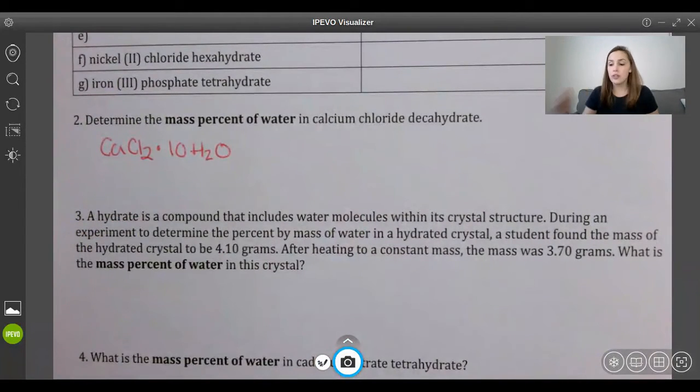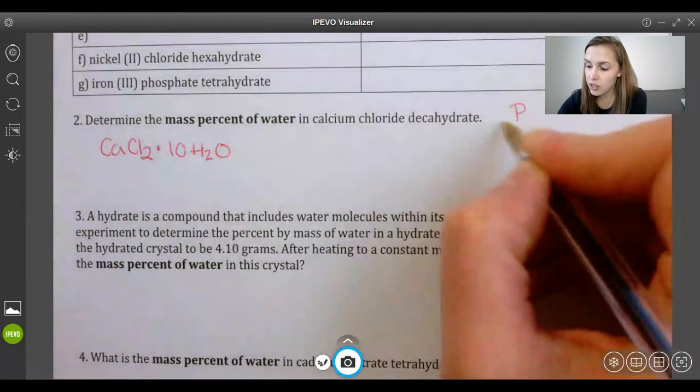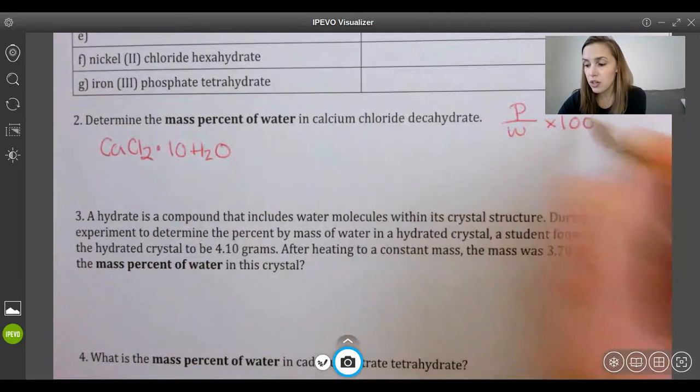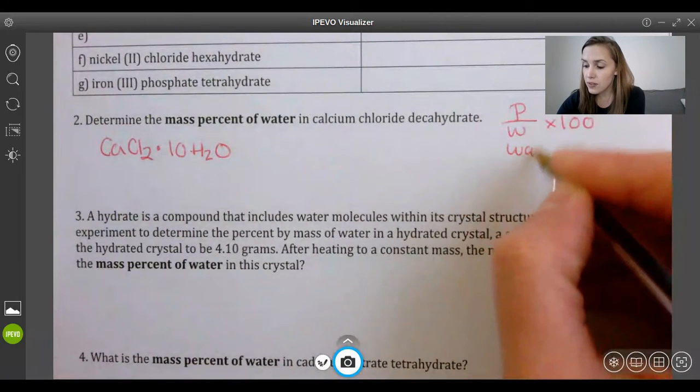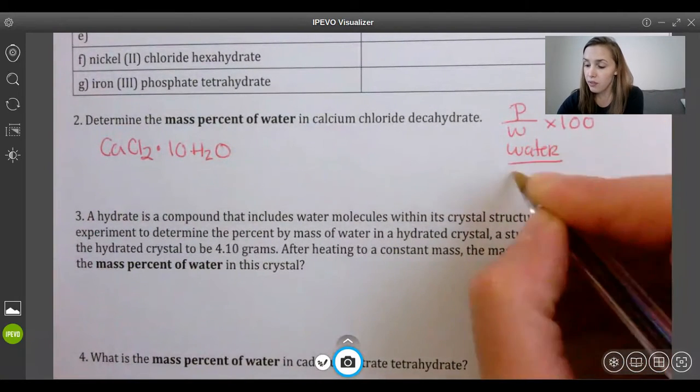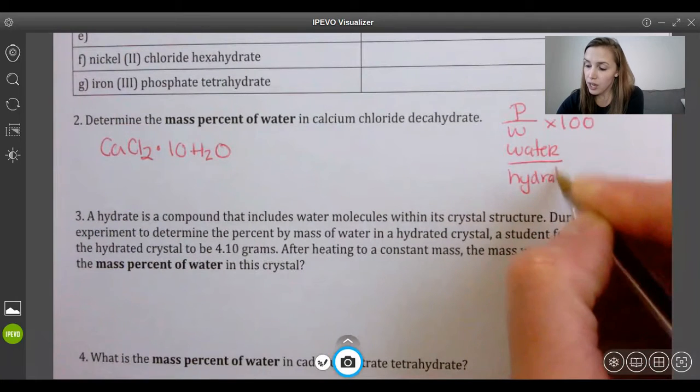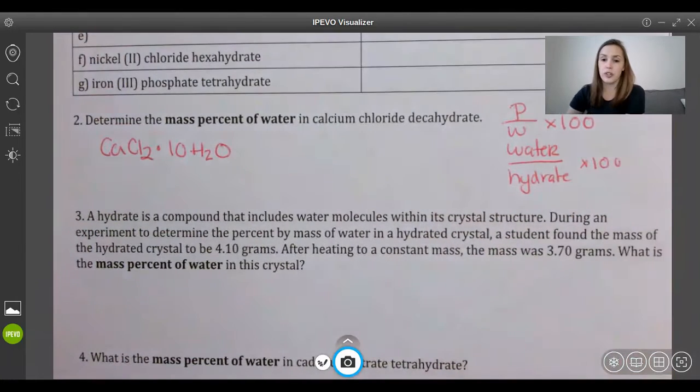One little thing: if you can see in this lesson and the next lesson how this all ties into our earlier lessons in AP Chem, you'll see that this is just going to be a variation of the part over whole times 100. The part that we're interested in, in this case, is the amount of water we have, and the whole thing is our original hydrate, times 100.